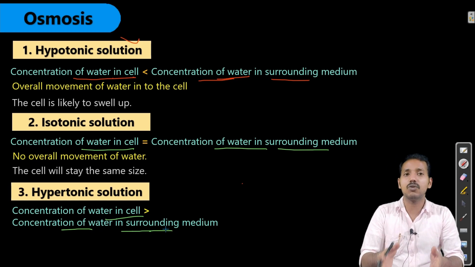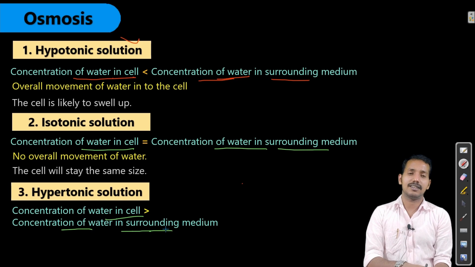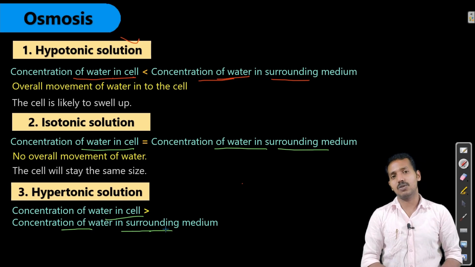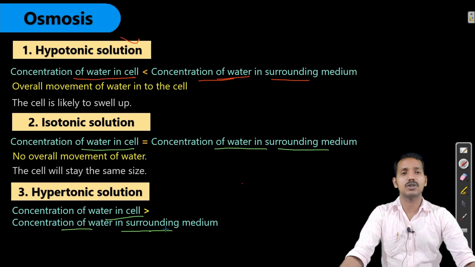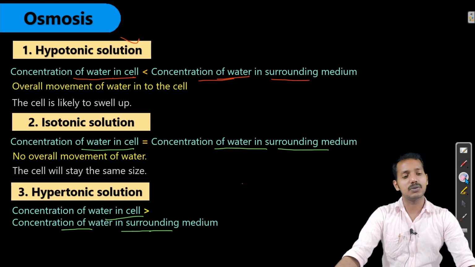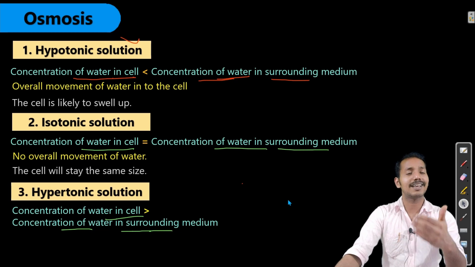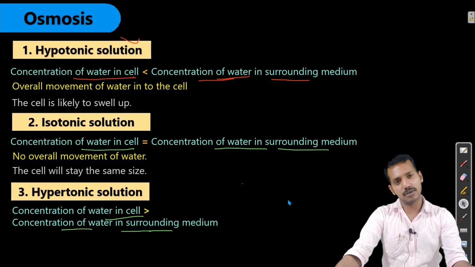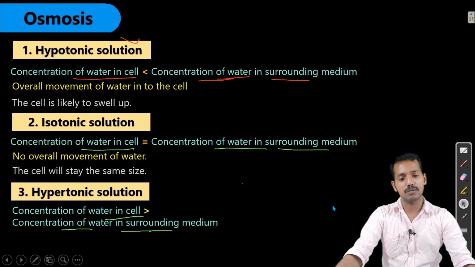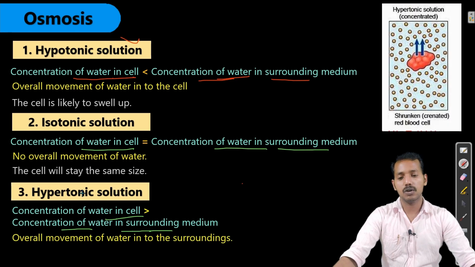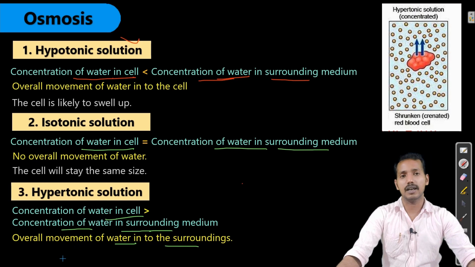That means the concentration of water is less compared to the concentration of water in the cell. So in that case, we will call that a hypertonic solution. What do you think? Obviously, the water will move from the cell to the surroundings. Obviously from the surroundings to the cell also, but the overall movement of water will take place from the cell to the surroundings.